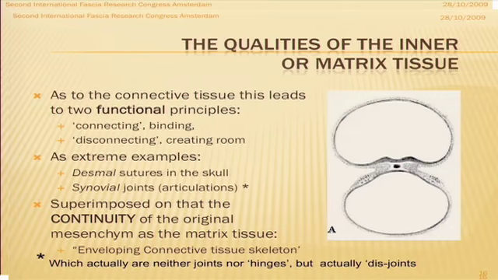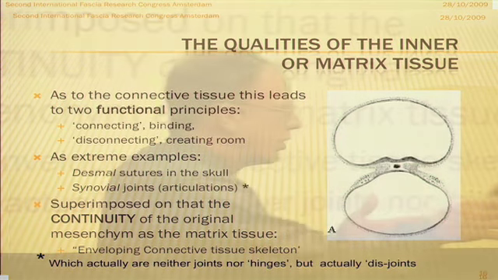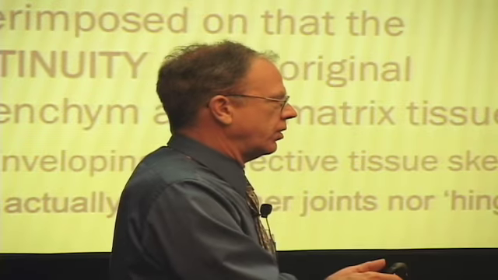And the dissection is done by someone who has a particular vested interest in what he or she is going to show you. So the connective tissue forms two basic functions. And if you go back to the embryology, you can see that. It connects and it disconnects. So fascia does both. It allows tissue to slide and it holds tissues together.